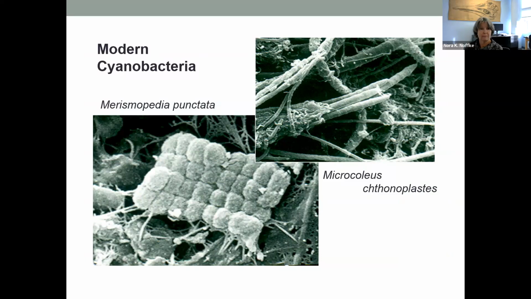Those are 2 examples of cyanobacteria. This one here is Merismopedia punctata. It forms pillow-like clusters of spheroidal cells, here attached with the extracellular polymeric mucilages, which are adhesive slimes, to a hard substrate. This is Microcoelius tonoplastis, which forms elongated bundles of filaments.